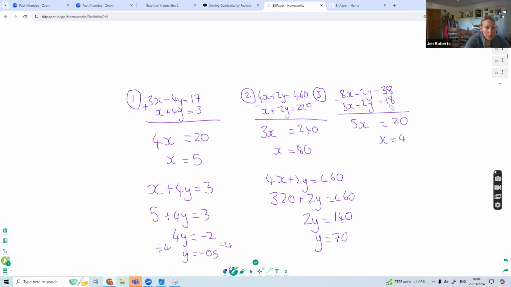Right, let me sub that back into the top equation. So we know 8x minus 2y equals 38. x is 4. So let's put that into there. 8 times 4 is 32. 32 minus 2y equals 38. Let's take off 32 from both sides. So it leaves us with minus 2y here, 6 here. Divide both sides by minus 2.